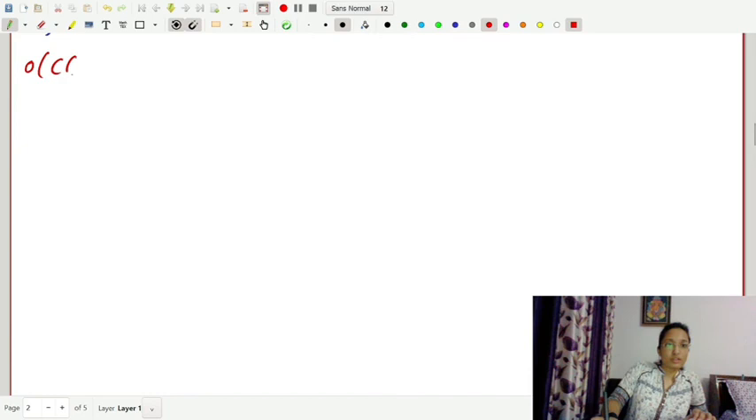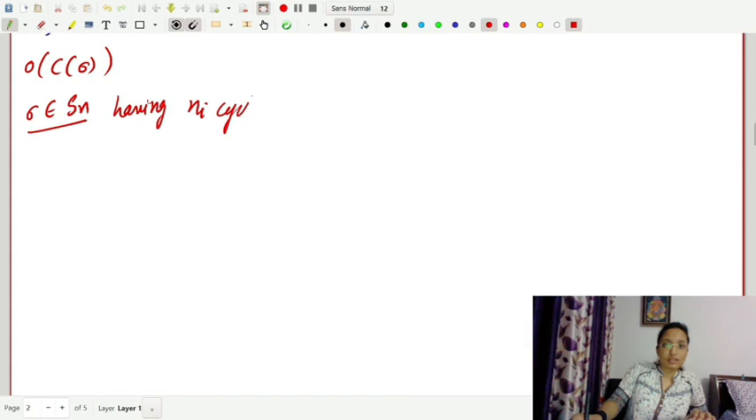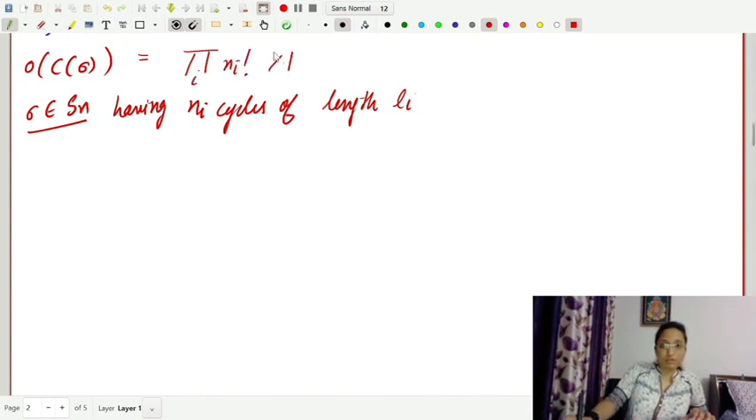The order of the centralizer of sigma, where sigma is a permutation in Sn having Ni cycles of length Li, would be the product over i of Ni factorial times the product of Li raised to the power Ni.